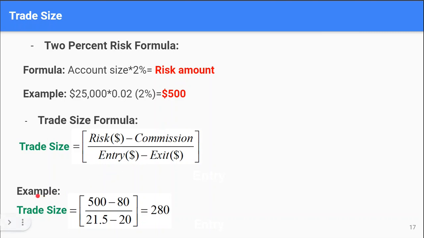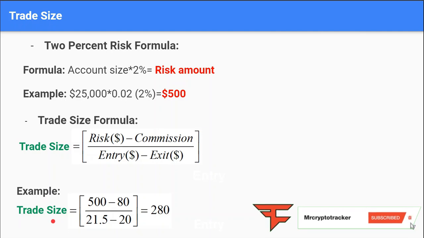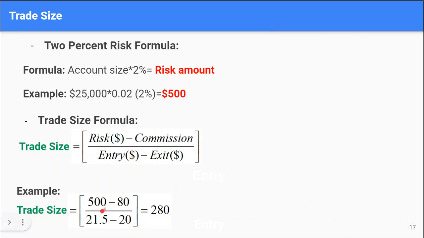So let's take a look at this example and let's calculate our trade size. Our dollar risk amount is $500, and let's say our commission is $80, divided by our entry, $21.50, minus $20, which is our initial stop loss. And we are allowed to trade only 280 shares or contracts. And if our initial stop loss gets hit, we only lose $500.